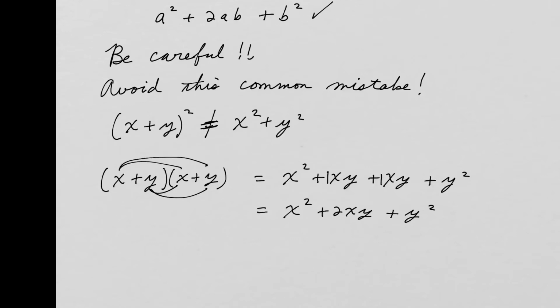So a lot of people forget this middle term, right? It's not equal to x squared plus y squared. It's equal to x squared plus 2xy plus y squared. So you've got to be careful with that. It's a common mistake that students make.